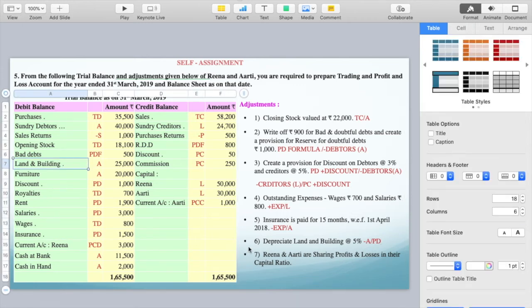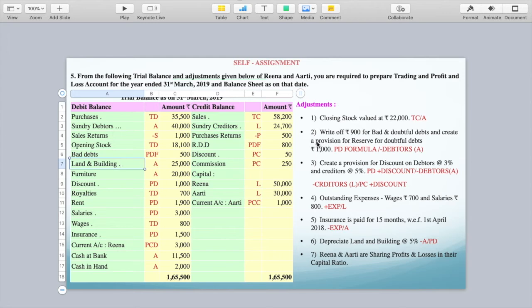Then Reena and Aarti are sharing profit and losses in their capital ratio. So capital ratio means on the basis of capital we have to find out the profit sharing ratio. This also we have done several times and we'll see in the solution as well. Okay, I hope you are clear with the marking of the question. Let us see the solution.